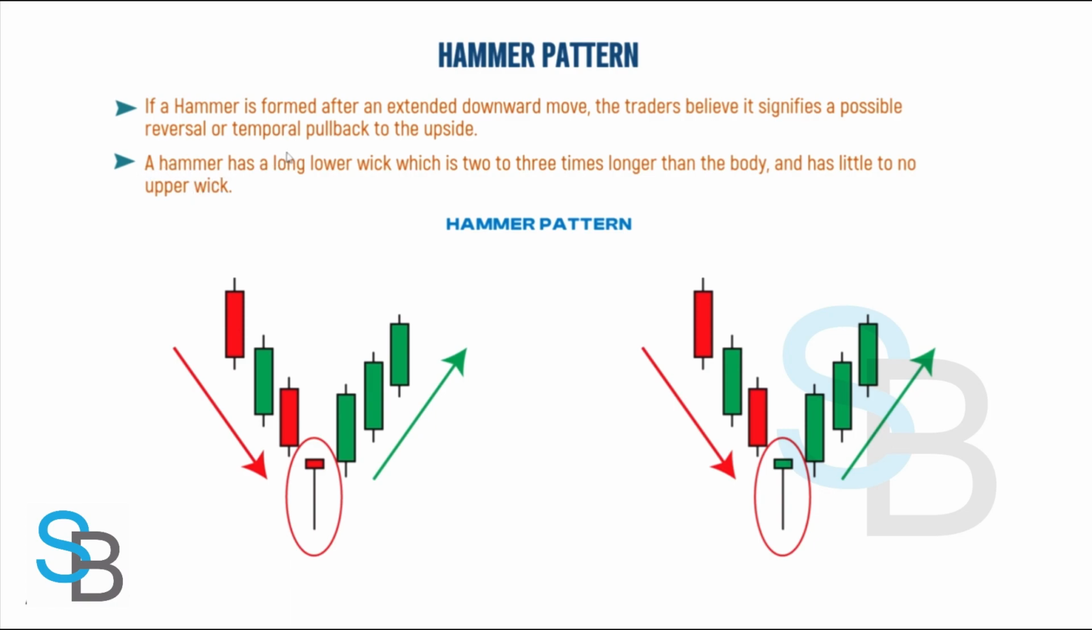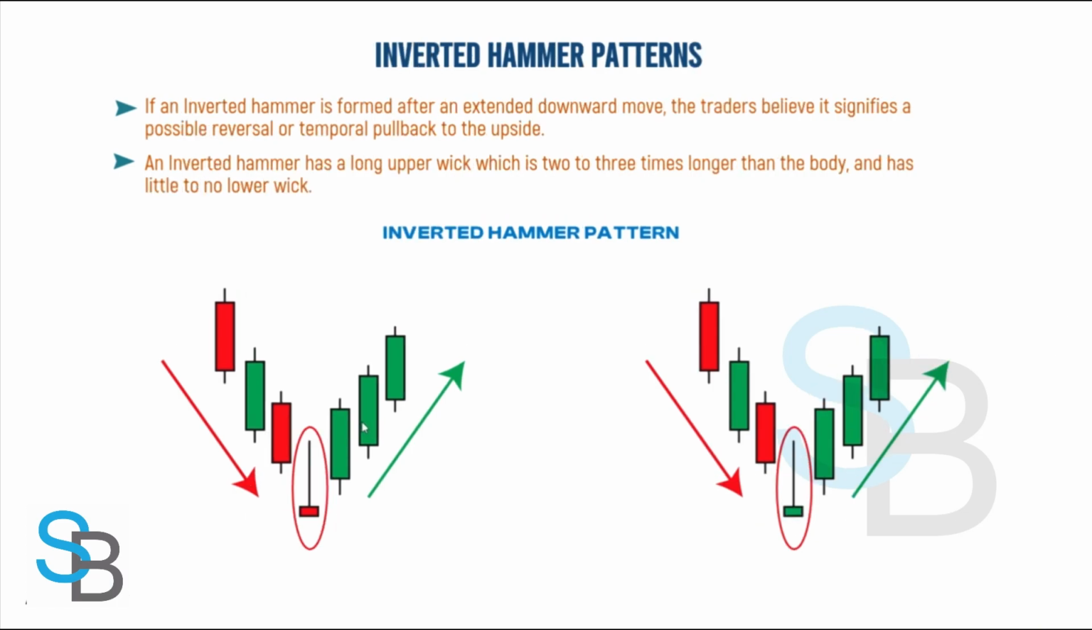So a hammer has a long lower wick, which is 2 to 3 times longer than the body, and has little to no upper wicks. It can be more than 2 to 3 times. Some are up to 5 times the size of the body. Okay, so this is just an example of a hammer.